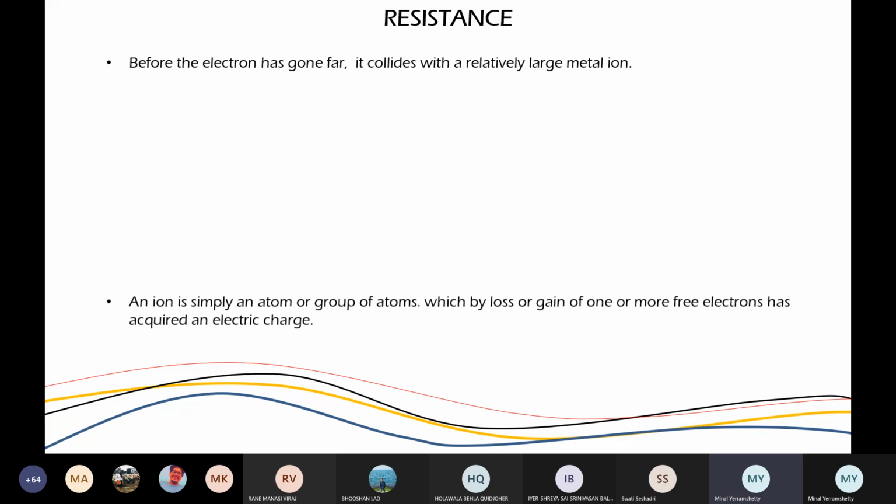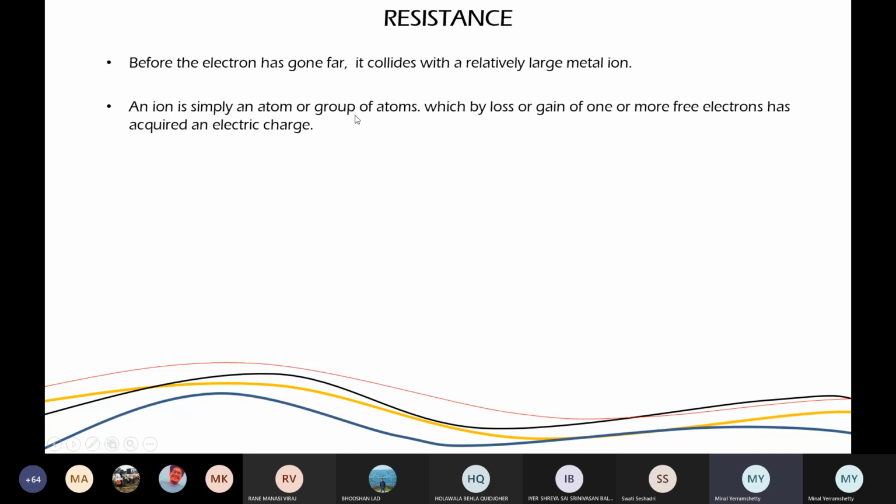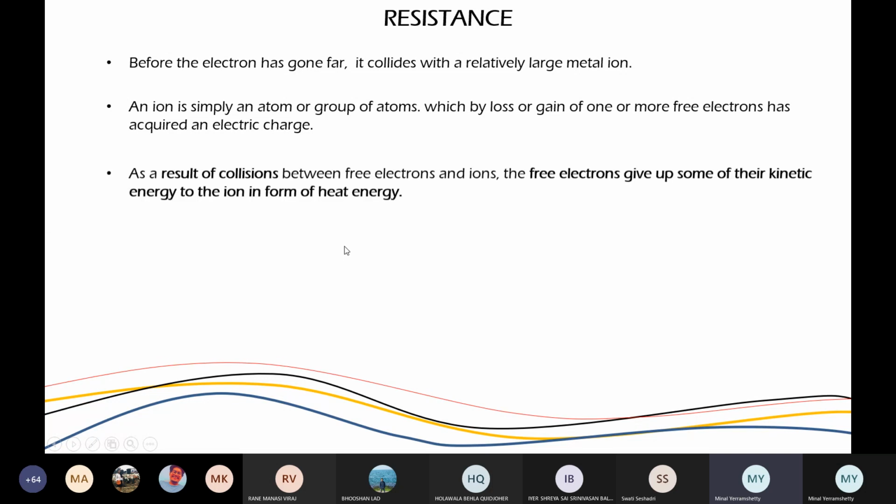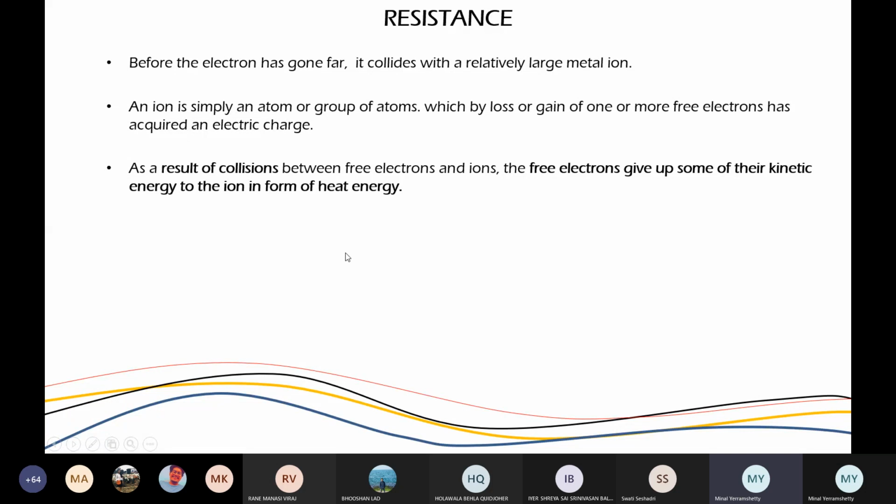An ion is simply an atom or group of atoms which by loss or gain of one or more free electrons has acquired an electric charge, right? Now, as a result of collision between free electrons and ions, the free electrons give up some of their kinetic energy to the ion in the form of heat energy. Why do you think a boiler can run on electricity? For the same reason. The same application is done there.